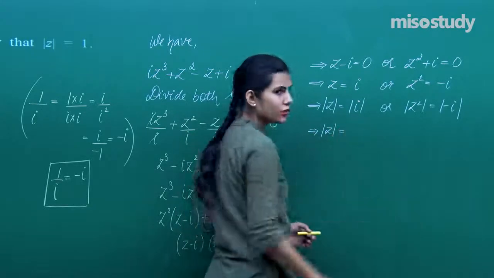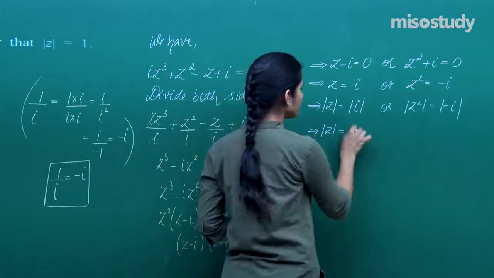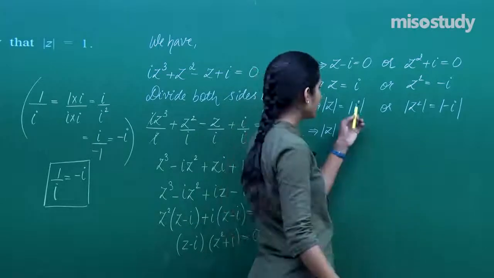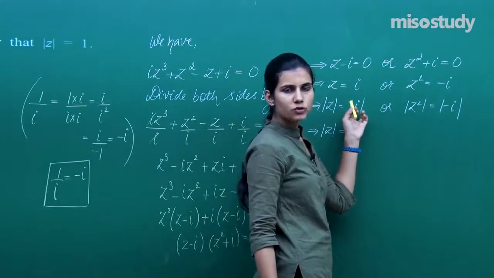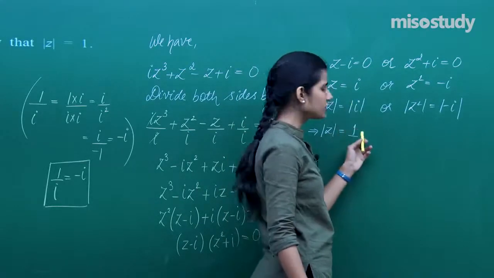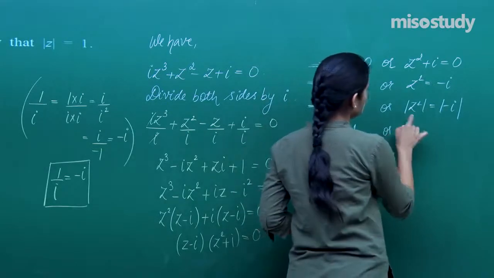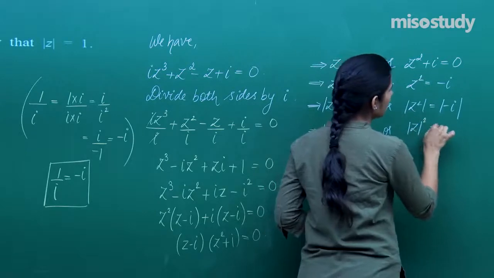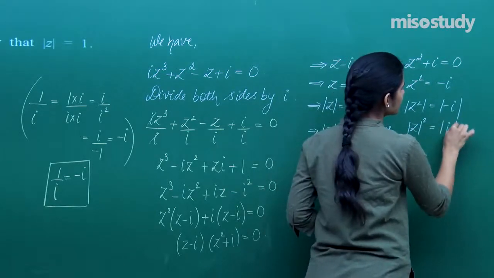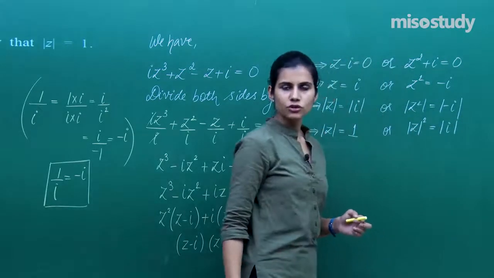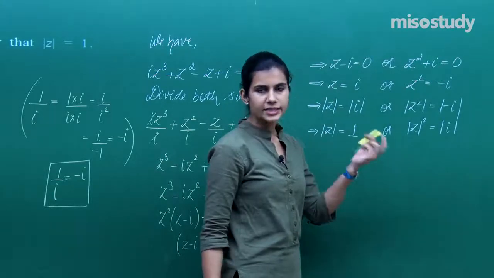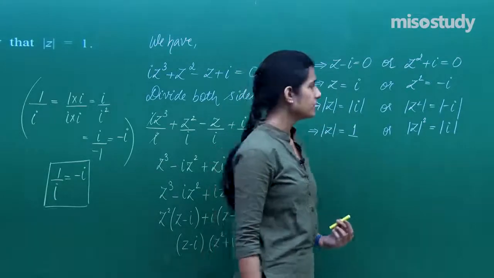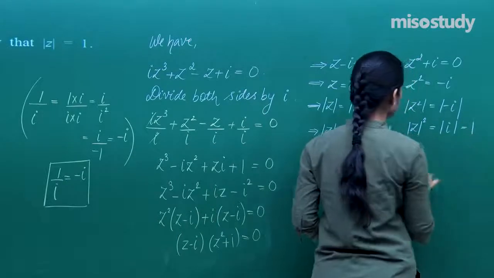What is modulus of iota? We just found out in the previous question, it was 1. You can write iota as 0 plus 1 iota, and then modulus would be under root of 0 square plus 1 square, which is 1. From here you know mod of z square is mod z whole square. Mod of minus iota is same as mod iota. You know modulus of z is same as modulus of minus z. So here this is equal to 1.